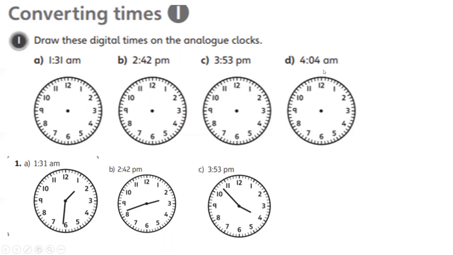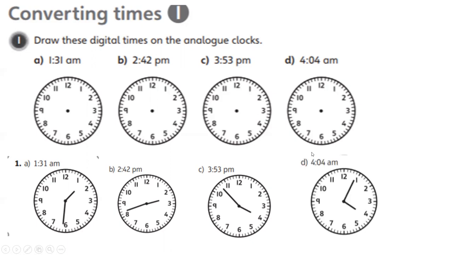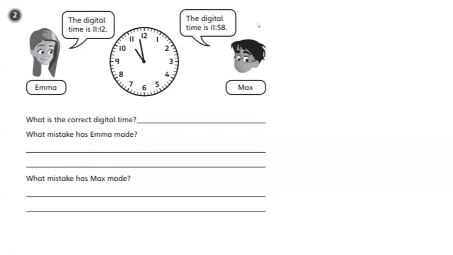The last one, that's a nice one, isn't it? 4 minutes past 4, so it's only just gone 4, so our hour hand is going to be really close to the 4, and the minute hand hasn't even reached the 1 because it's not 5 minutes, it's just pointing towards the 4th minute. So that's what all your analog clocks should be looking like.